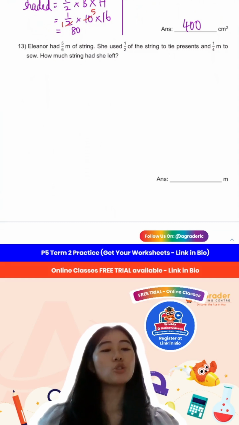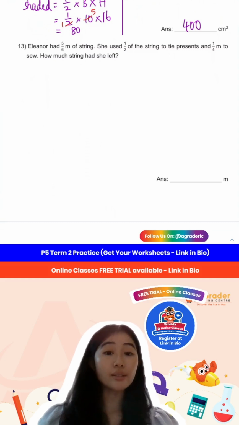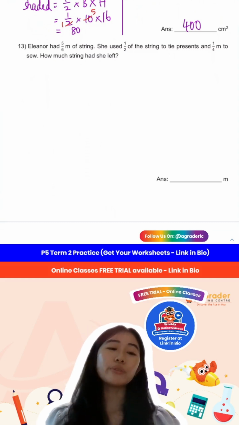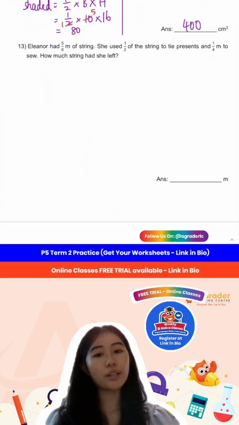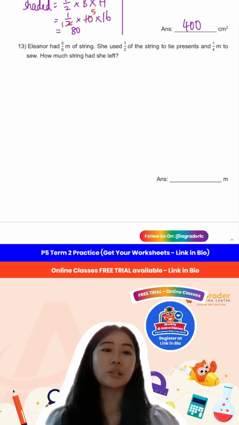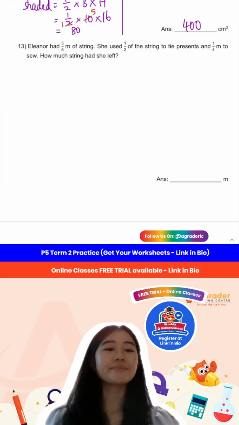Yuki, is it true P5 no more ratio? Yes, it's correct. Those of you who are P5 this year, you no longer have to learn ratio and average. So likely these two topics have been shifted to P6. You will still eventually have to learn it, likely, just not this year.